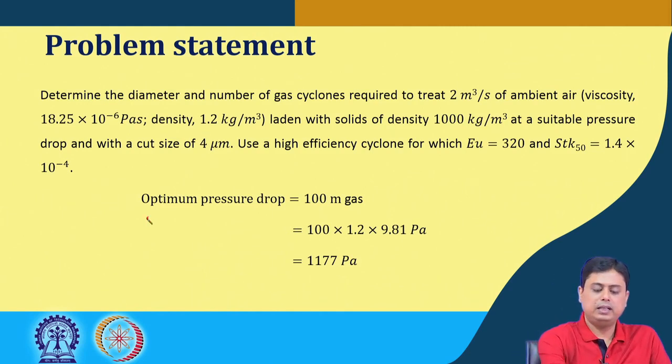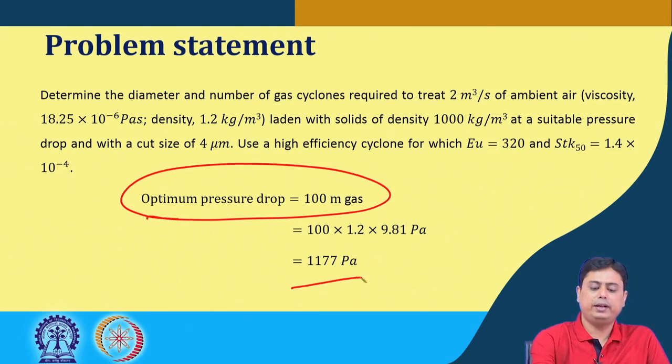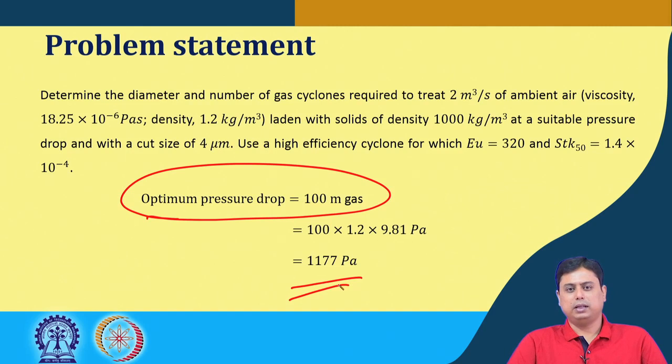So, if this information is given, we can calculate the optimum pressure drop in terms of Pascal, because this 100 meter gas means 100 meter multiplied by its density multiplied by g, the rho g h, the head, is the optimum pressure drop. So, the question is, we have to use a certain number of gas cyclones to treat this much flow rate, 2 meter cube per second, of particle mixed air. This is the feed flow rate.